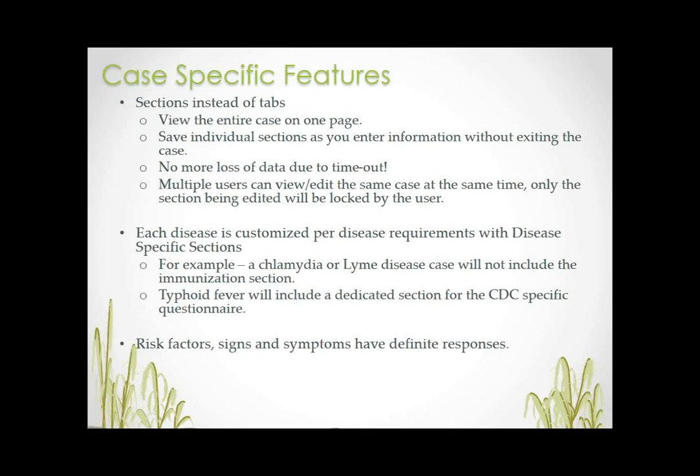In addition, each disease will be customized per the disease requirements with a section we call the disease-specific section. I'll go into more detail on that as well. But for example, if a chlamydia or a Lyme disease case doesn't require immunization information, then the immunization section will not be displayed in the case. So these diseases will be customized based on the requirements from our disease primaries. And then also risk factors, signs, and symptoms will now have definite responses.